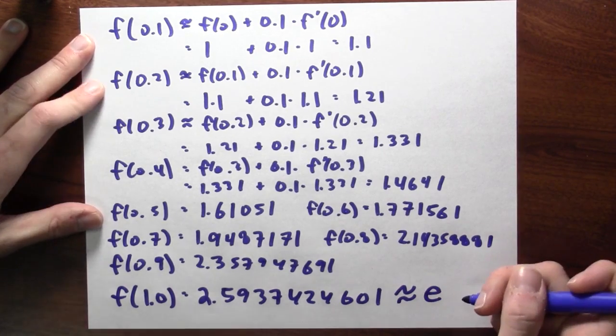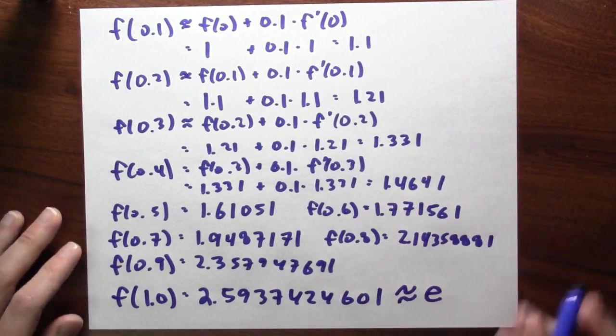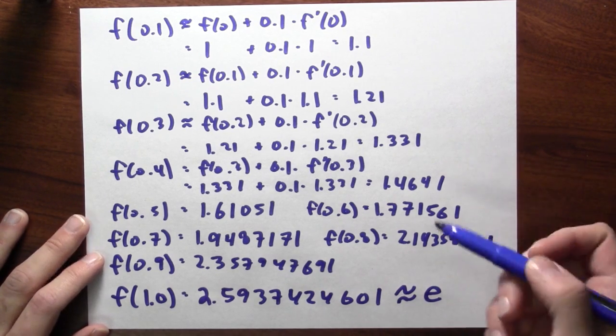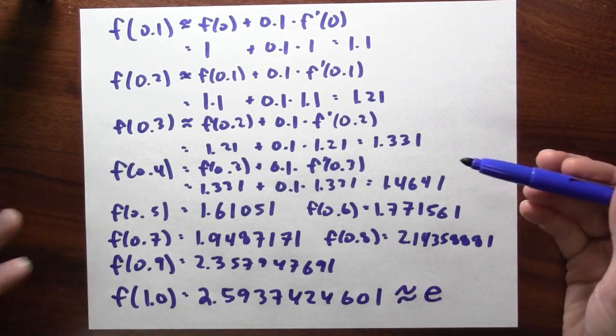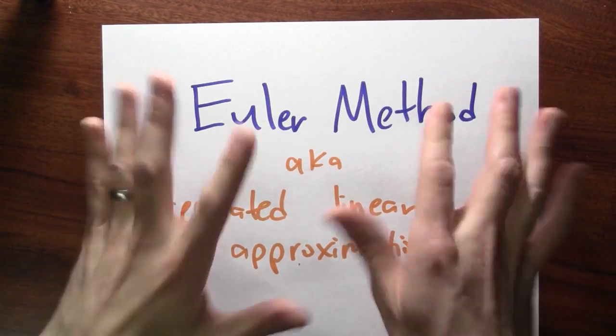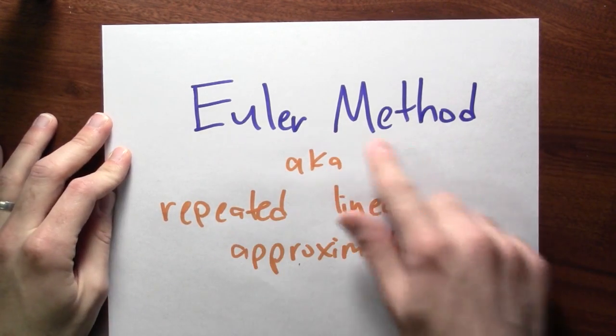Approximately e. Well, not so great, but it's much closer than my previous attempts where I just used 2 steps, so using 10 steps is better. This technique of repeated linear approximation has a name. So instead of calling this repeated linear approximation, people usually call this the Euler method.